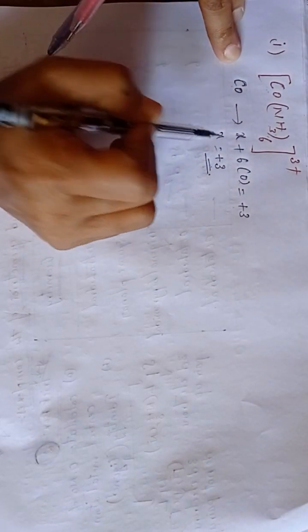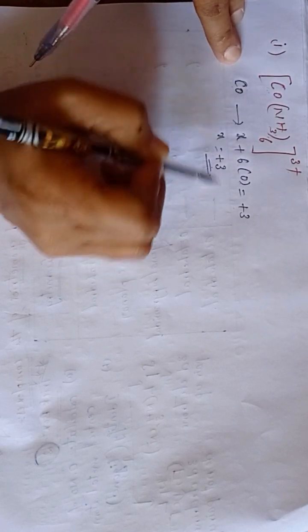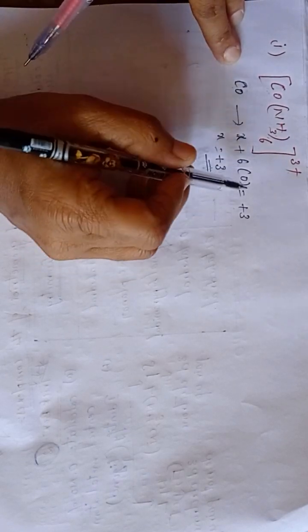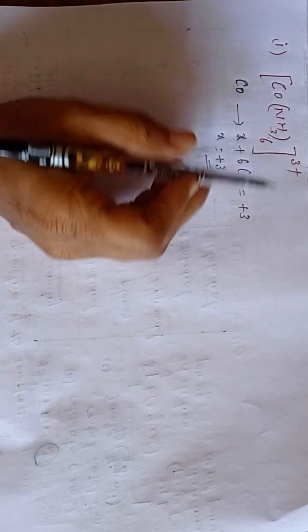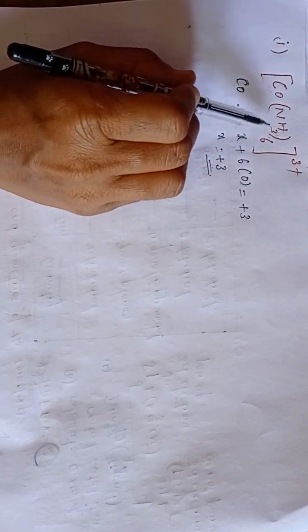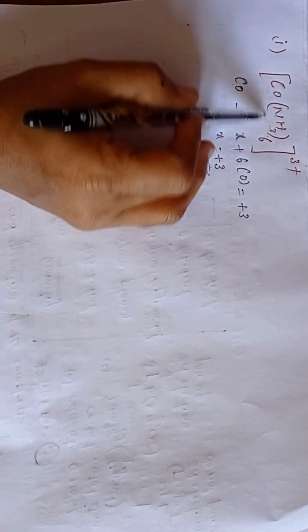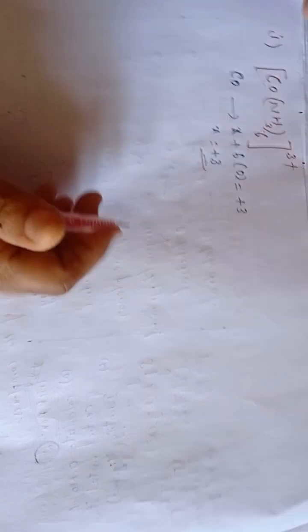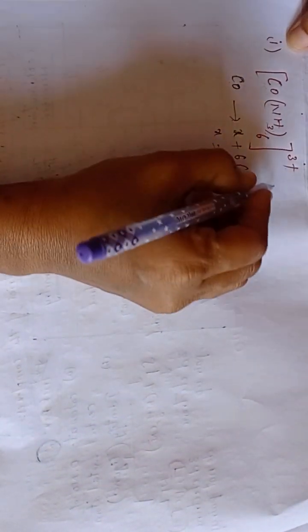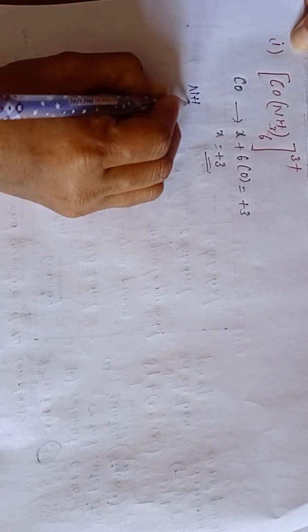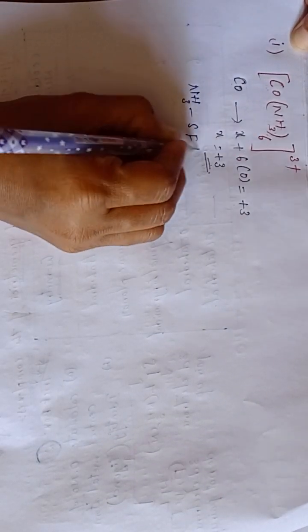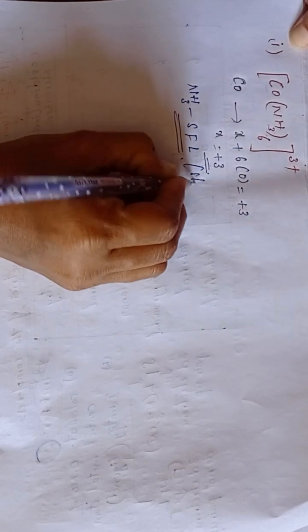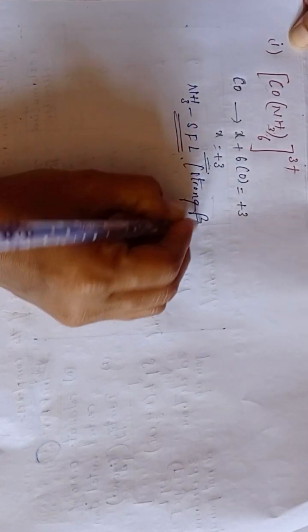Now what is the second part, B? Identify the ligand: the given ligand is a strong field ligand or a weak field ligand. I told you the examples: strong field ligands NH3 and CN minus, weak field ligands F minus and Cl minus. So NH3 is which ligand? NH3 is a strong field ligand.